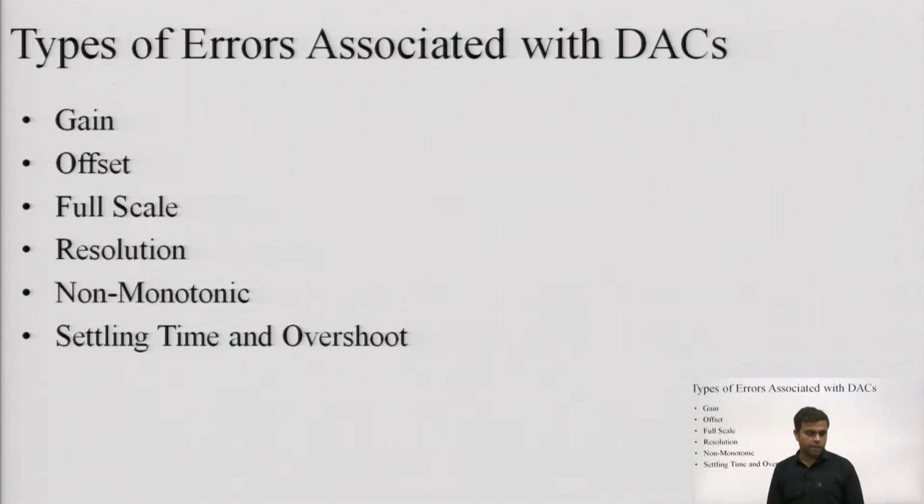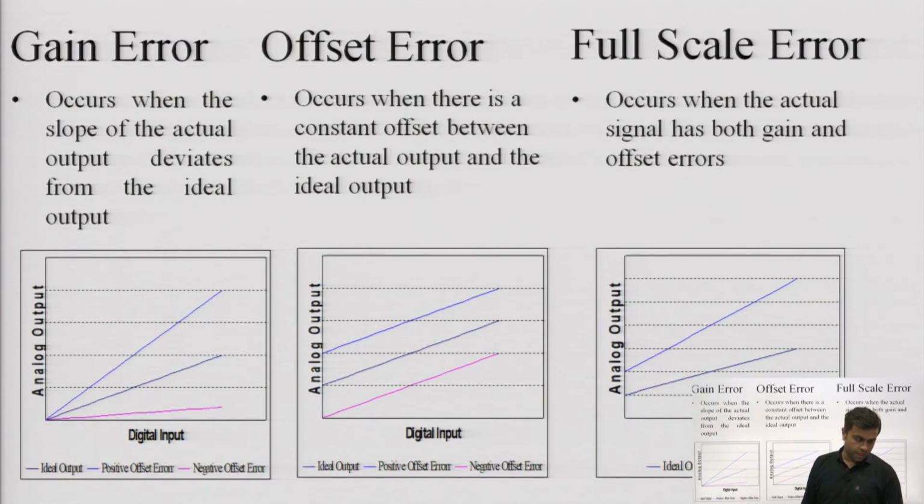And then types of error associated with DACs: gain, offset, full scale, resolution, non-monotonic, settling time, and overshoot. Let's start with these errors. So gain errors occur when the slope of actual output deviates from the ideal output. So the starting point is the same, but the slope is changing. And in case of offset, the starting point is shifted on the y-axis, but the slope is identical. Okay. You can check that slope of all these curves are identical, but there is an offset on the y-axis.